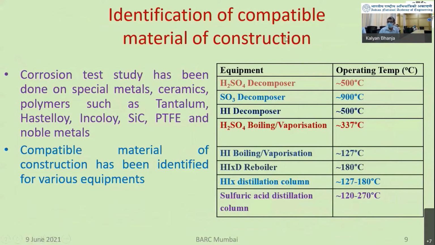Then to move on from glass or quartz to a metallic system, there are many equipments having different temperature ranges, right from 900 to 127 or 120 centigrade, having different compositions of chemicals. It is either vaporization or boiling, and then we have a distillation column, sulfuric acid decomposition at 450 centigrade, or SO3 decomposition at 900 centigrade. So we have done corrosion test studies for quite a few materials like tantalum, Hastelloy, Incoloy, silicon carbide, and noble metals also, and we could identify various materials for these various equipments operating at different temperature ranges.